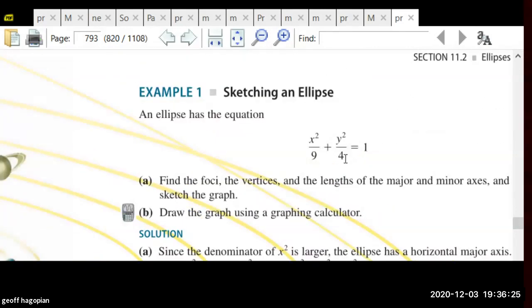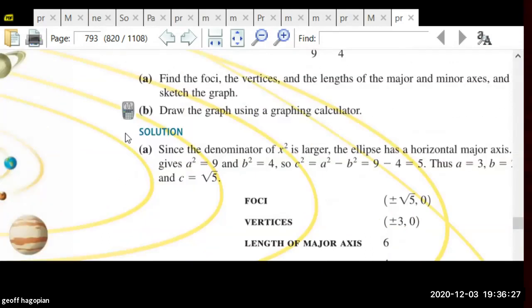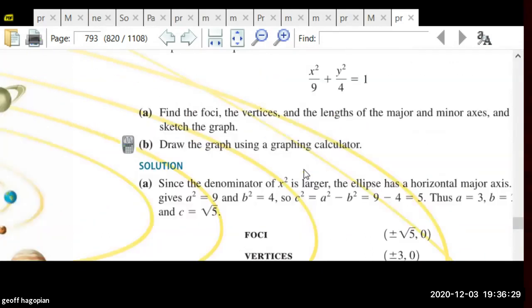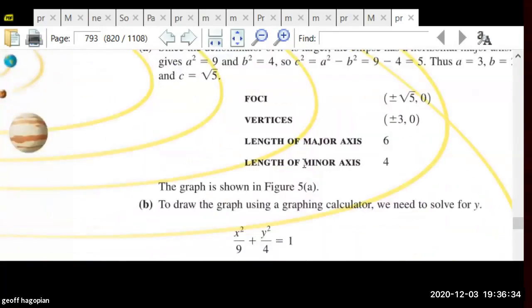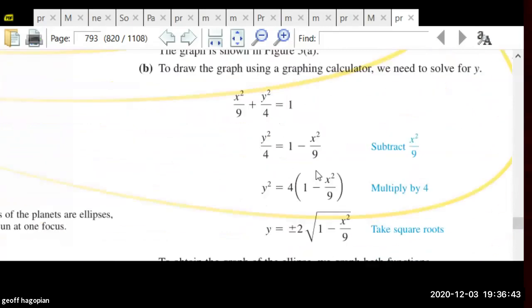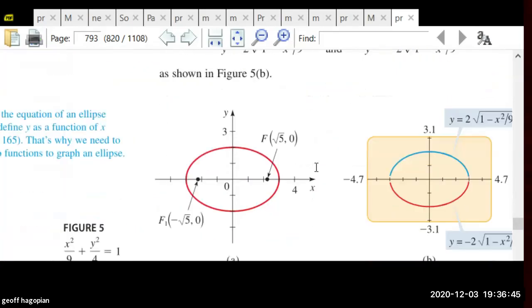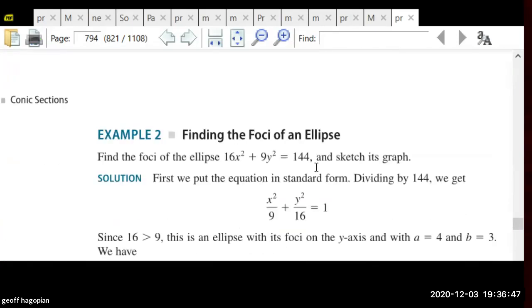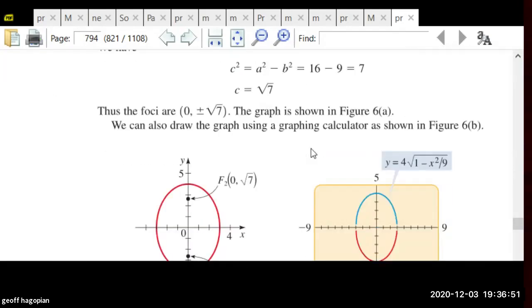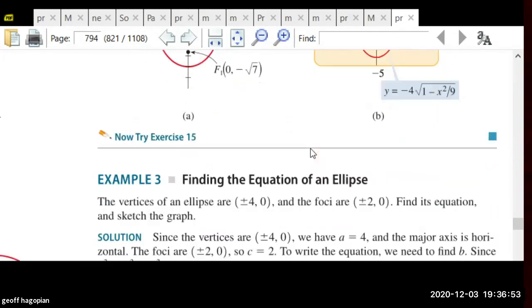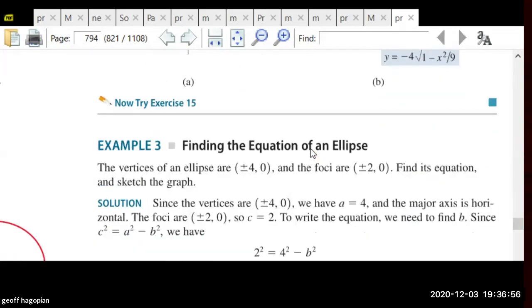So sketching an ellipse, and notice I got the planets out here, right? The shape of the orbit of a planet is an ellipse, and you can prove that from Newton's laws. You can get Kepler's laws. Yeah, save that for physics, huh? I think actually Kepler's laws are in here somewhere, but finding the foci of an ellipse, so we kind of did that, right?